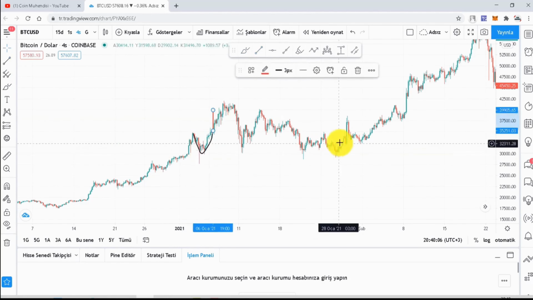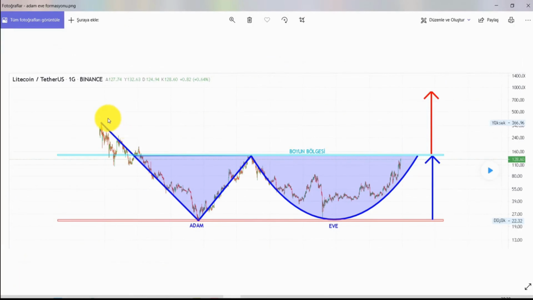As you can see, one of the important formations here is the Adam-Eve formation. Here, Adam appears to be in a V shape, while Eve looks like a bowl shape. As a result of this formation, a rise occurs from the neckline to the support point of Adam and Eve, which is equal to the depth indicated by the blue line here. This depth completes the rising area.